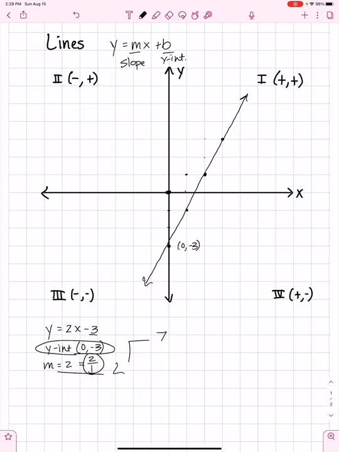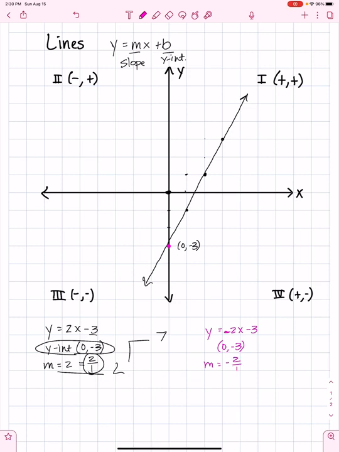Easy peasy lemon squeezy. All right, so what would it look like if my slope was negative? So let's do that. Let's change colors here so it's easier to see. So let's look at what if we have -2x minus 3. Well, my y-intercept is still (0, -3). So same place here, but now my slope is negative. So I can think of my slope as -2 over 1.